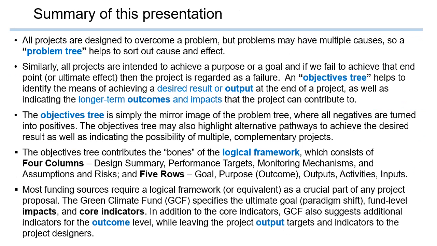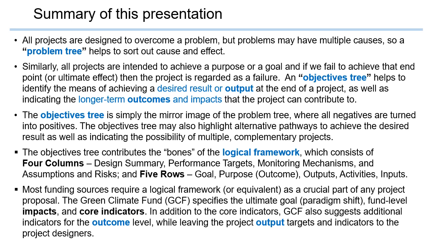To summarize, all projects are designed to overcome a specific problem, but problems may have multiple causes. So a problem tree helps to sort out cause and effect. Similarly, all projects are intended to achieve a purpose or a goal, and if we fail to achieve that endpoint or ultimate effect, then the project is regarded as a failure. An objectives tree helps to identify the means of achieving a desired result or output at the end of a project, as well as indicating the longer-term outcomes and impacts that the project can contribute to in some small way.